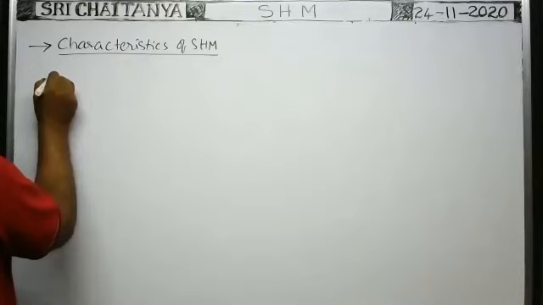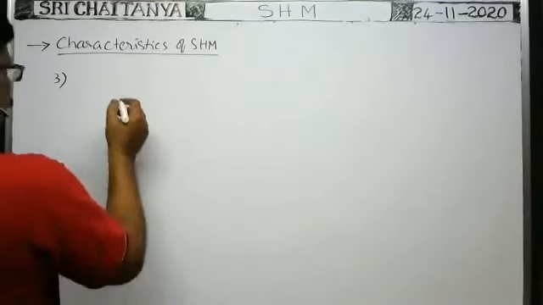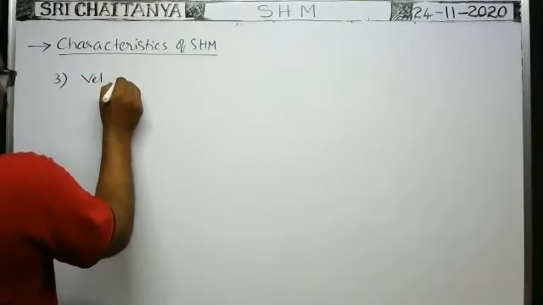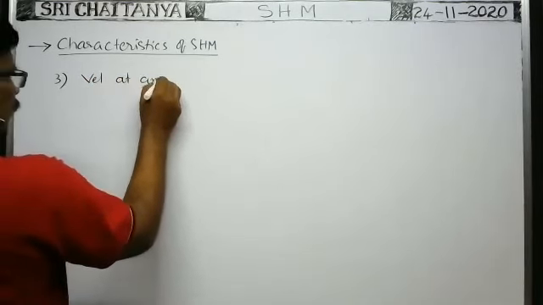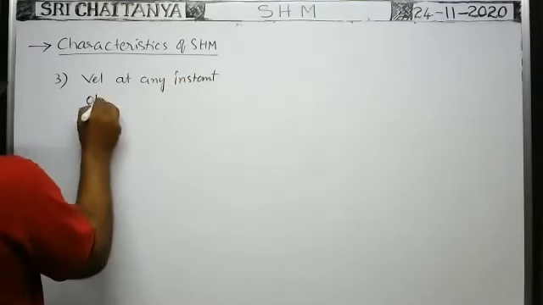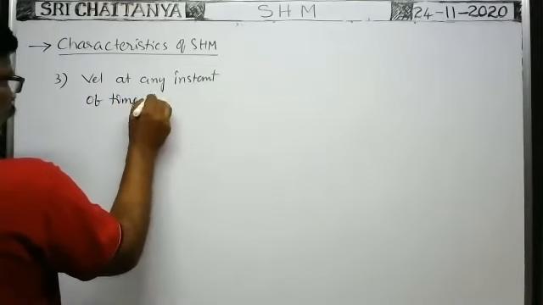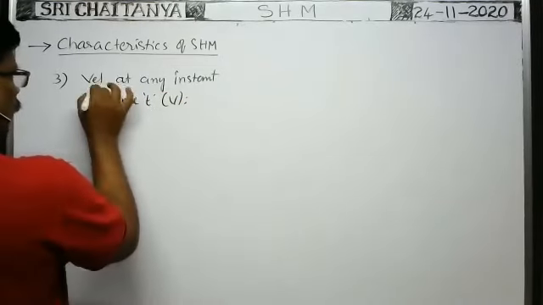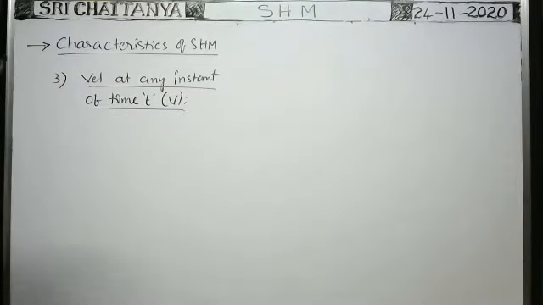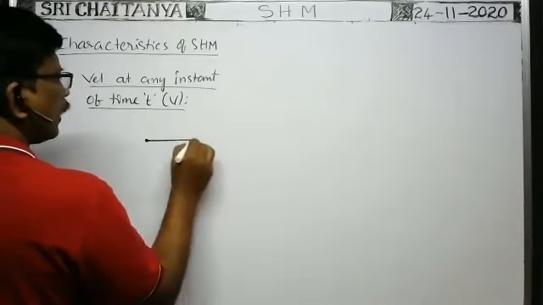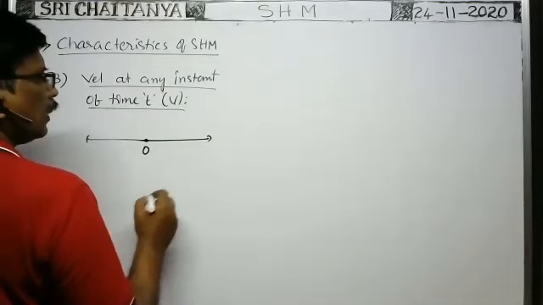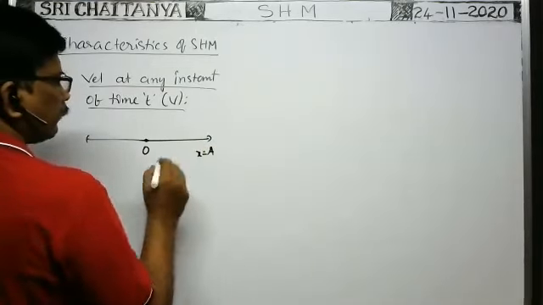Okay, next, third one, velocity of the particle at any instant. Velocity of the particle in SHM at any instant of time t. So here, suppose the particle starts motion. Here the motion of the particle is considered from the mean position 0. Here this is amplitude, x is equal to a.